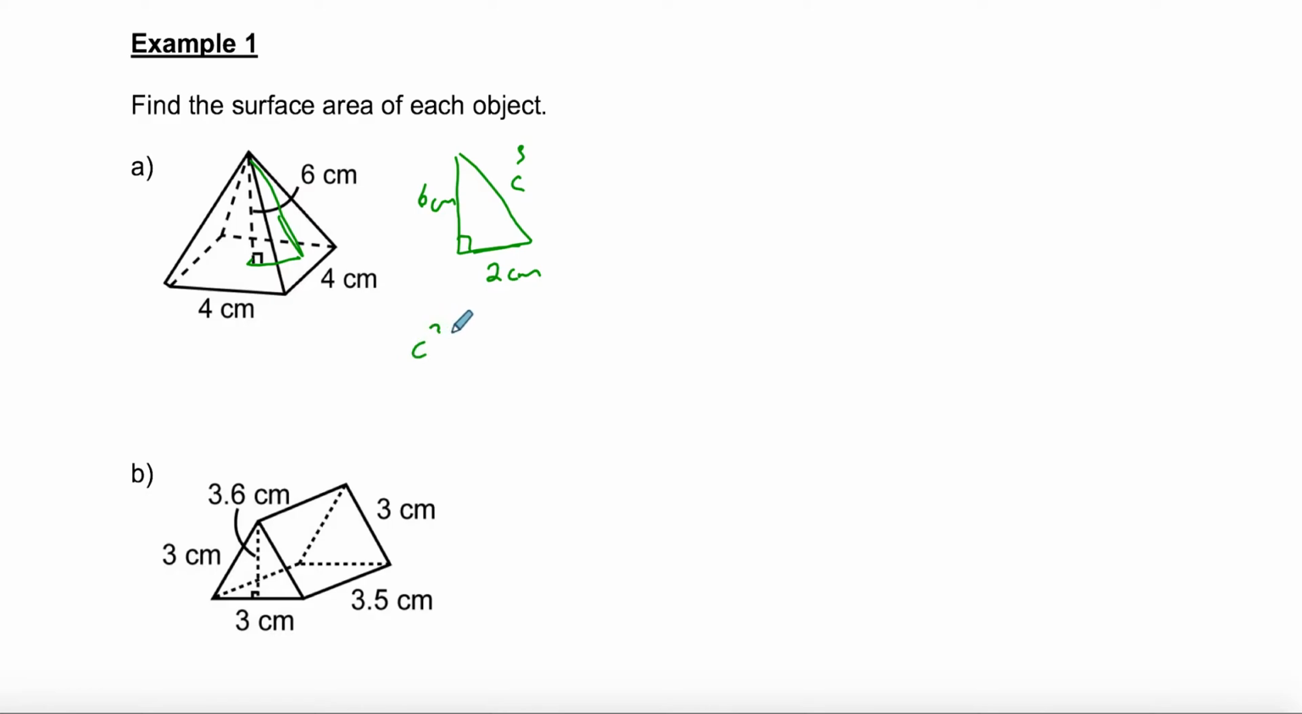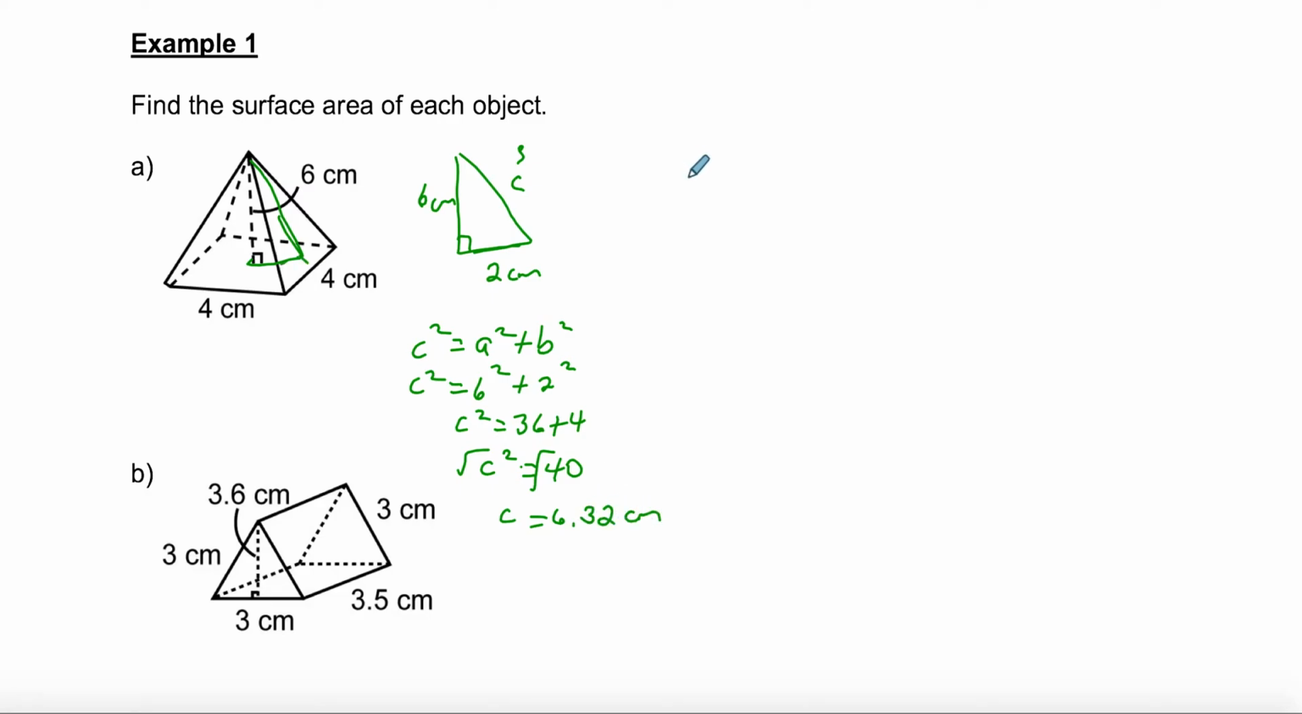But if I use the Pythagorean theorem right now, which you might have to do once in a while, I know that the a is 6, let's say, and the b is 2. So I would do 36 plus 4, and c squared would equal 40. I'd have to take the square root of each side, so c is going to equal 6.32 centimeters. So now I'm going to move on to the formula.